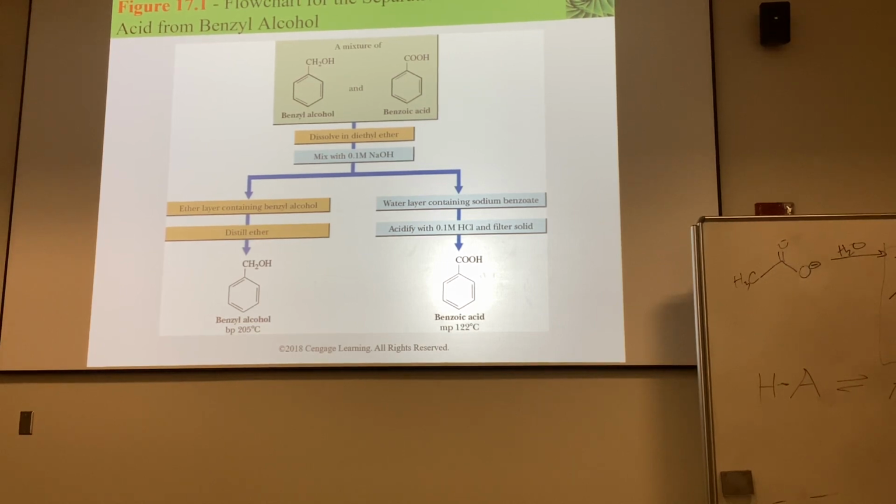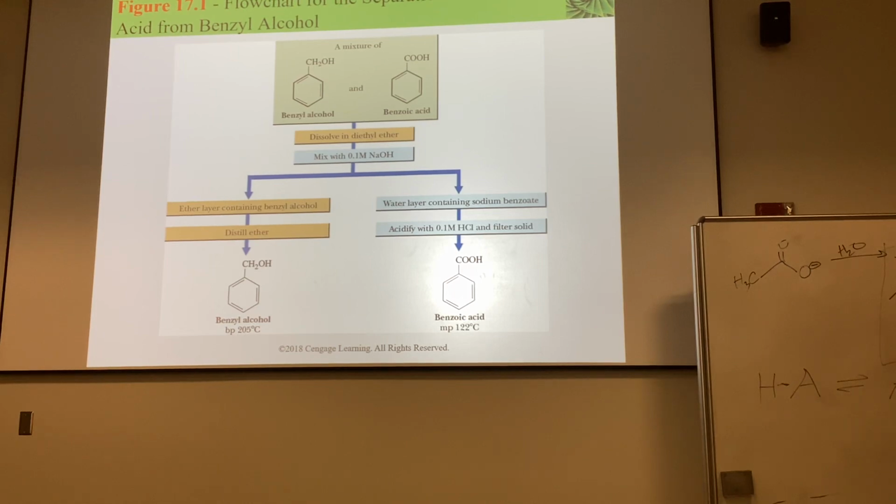Then it's going to deprotonate. This is to separate benzyl alcohol and benzoic acid, because benzoic acid can be deprotonated far more easily, right? Both of them are going to dissolve in ether, but if you deprotonate benzoic acid, well, it's an anion. Anions love to dissolve in water, so that goes down to our slightly basic water, and we can separate those two and have a nice liquid-liquid extraction.